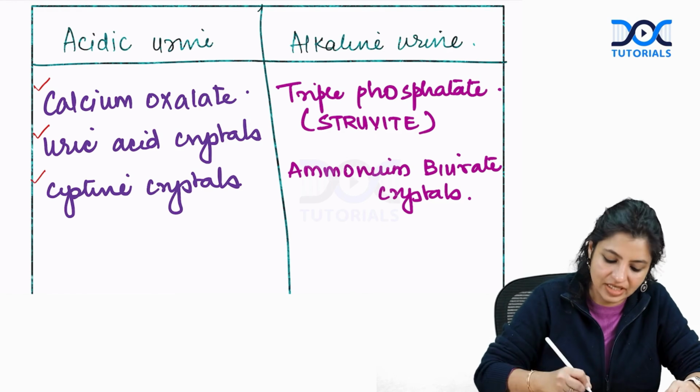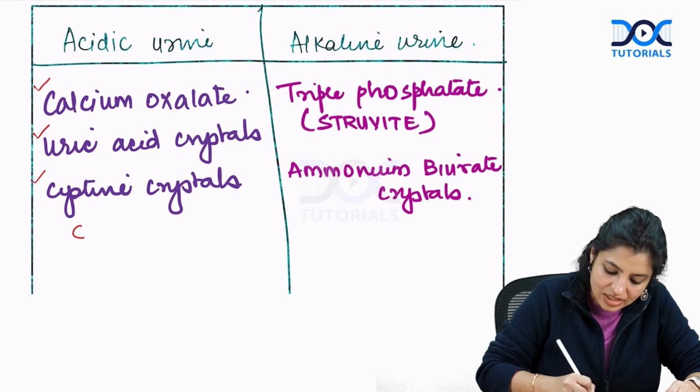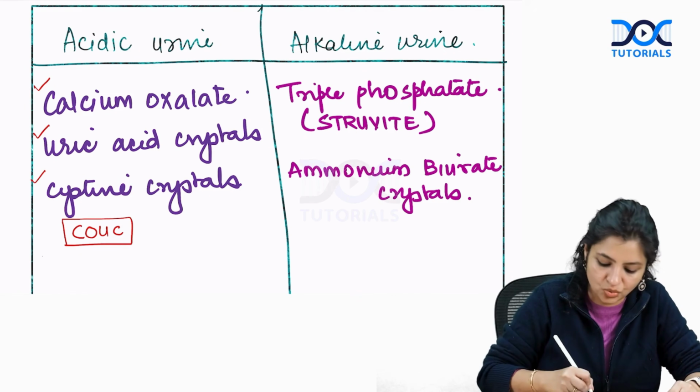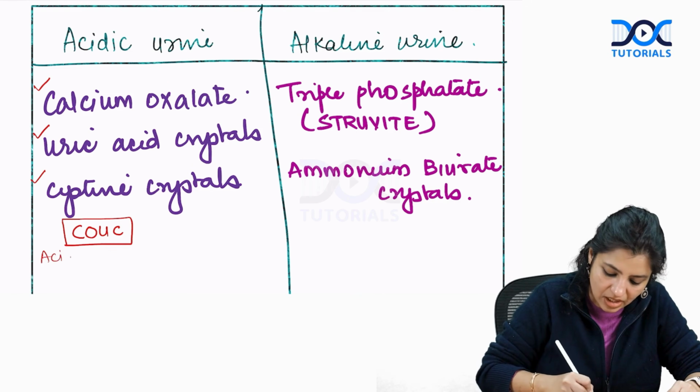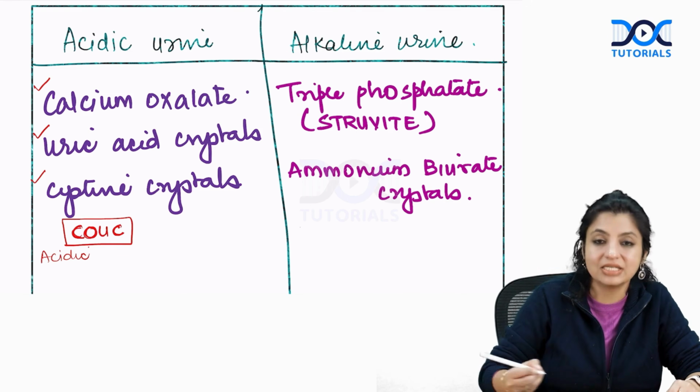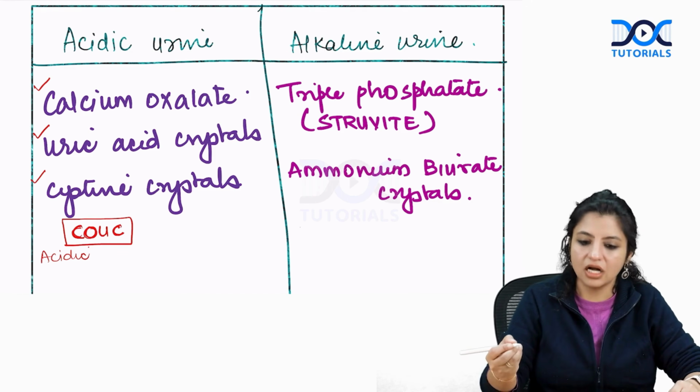Always remember a very simple formula, COUC. Okay, so remember this. This is a couch. So it is an acidic couch. CO, why did I write it? So that you don't confuse it: it is calcium oxalate crystal. Then U is uric acid and C is cysteine crystal. So they are the acidic couch.